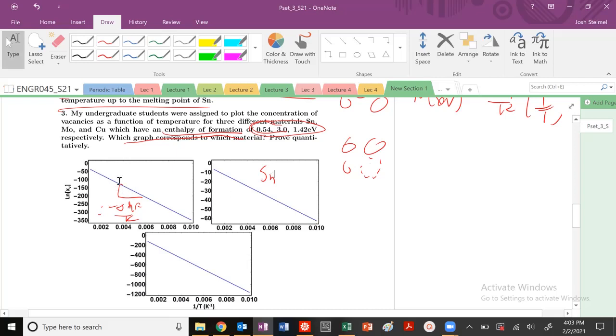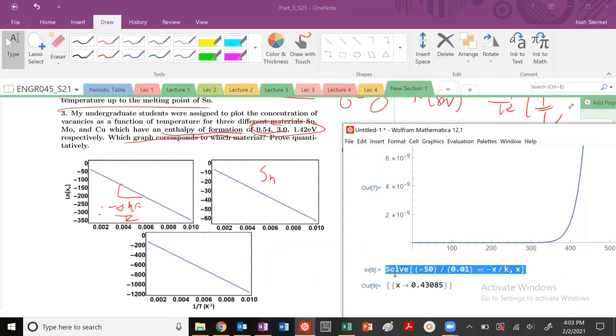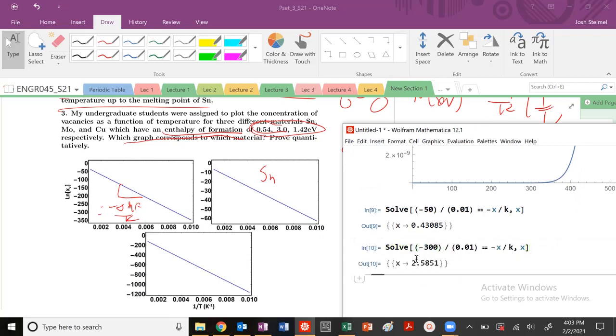What about here? So we're going from basically a very similar change, except instead of minus 50, we're going from minus 50 to 350, so that's going to be like minus 300. And we're still going to the same values. It's about 2.5. It could be copper, but I don't think so.